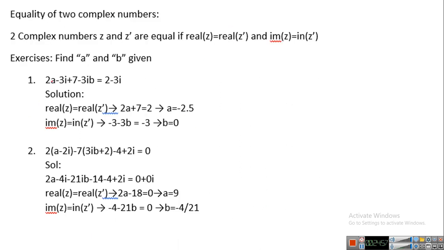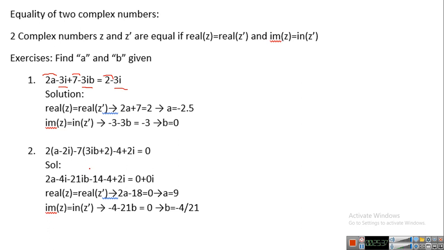Let us take some examples now concerning the complex root. As we said before, two complex numbers are equal if real equals real and imaginary equals imaginary. We did a similar problem earlier. Find a and b given this. Here the real part is 2a plus 7 without the i, and here it's 2. So 2a plus 7 is 2. The imaginary part: minus 3 minus 3b without the i equals minus 3. So b is 0 and a is minus 2.5.